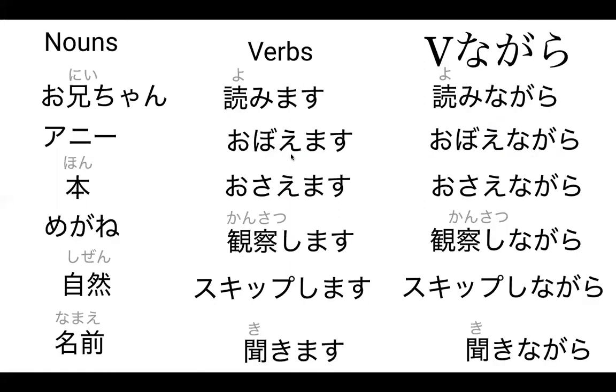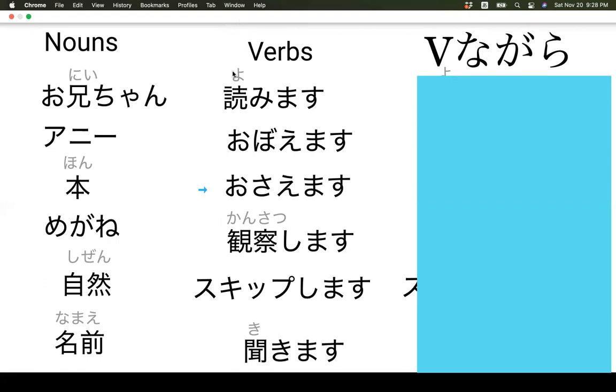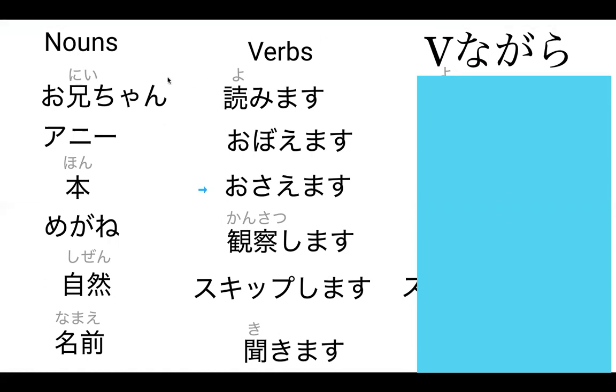I am going to draw a square on this screen so you can't cheat. Do me a favor and use nagara with osaimasu. So how would that work? We're doing osaimasu, which is this guy. Nagara is stem plus nagara. So that would be osai nagara. Yes, osai nagara. Perfect. And can you do kikimasu for me?